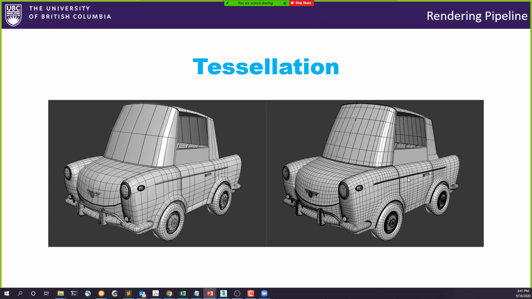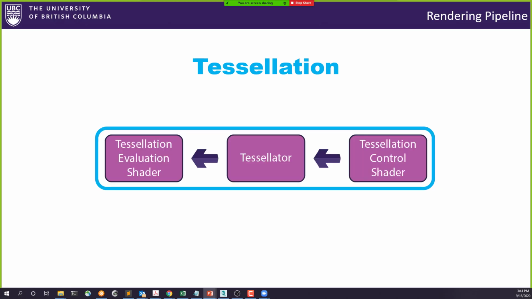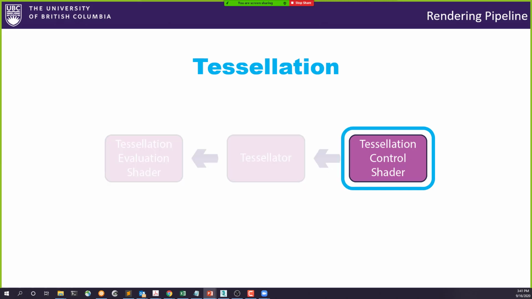This is also called subdivision. Subdivision is an area of study in geometry processing, and there are a lot of algorithms for performing tessellation or subdivision. And again, tessellation is divided into three sections: the tessellation control shader, the tessellation evaluation shader, and a tessellator that is basically in the middle. So what does each section do? The tessellation control shader controls how much tessellation you want. You can tell the GPU you want one level of tessellation or two levels of tessellation.